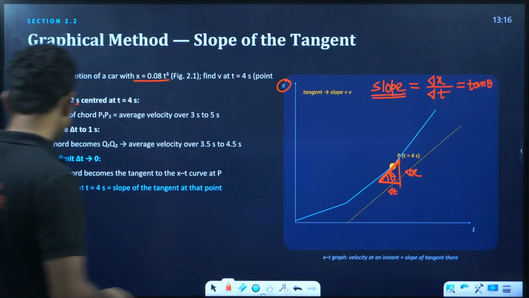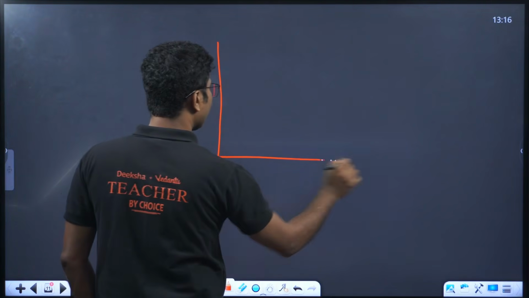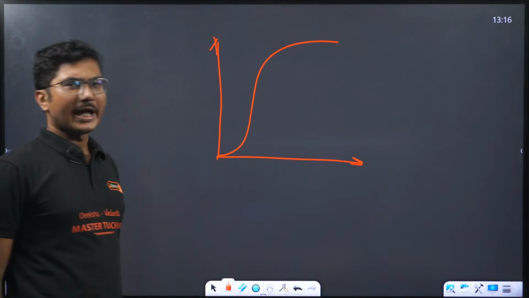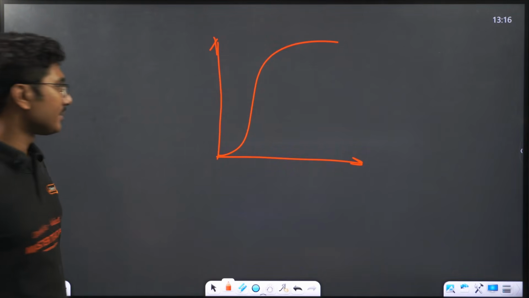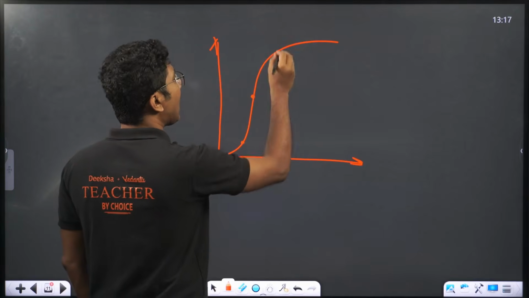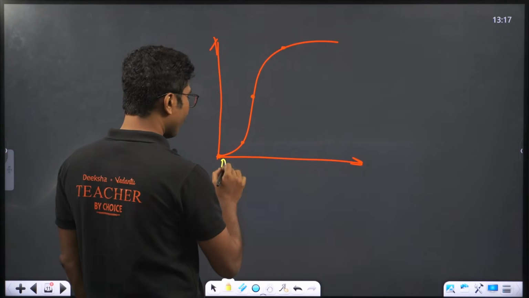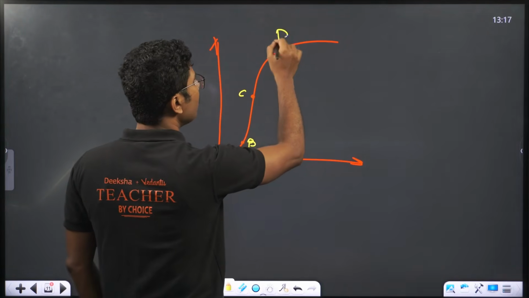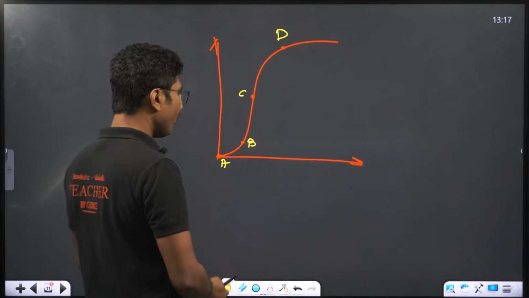There was one question in KCET, a graph was given, and it was asked at which point the object was moving fastest. There were some points given: A, B, C and D. They are asking at which point the object was moving fastest. So how to find that? That is exactly the same concept that you are learning now, and you need to apply it there.